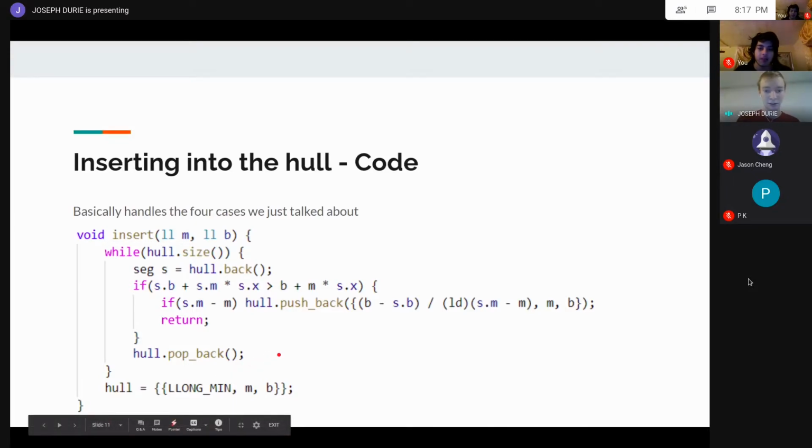Okay, questions on this? Oh, and again, the s.m minus m is a trick I've used in a couple of lectures before, but that's just checking s.m does not equal m. s.m minus m does not equal 0, basically.